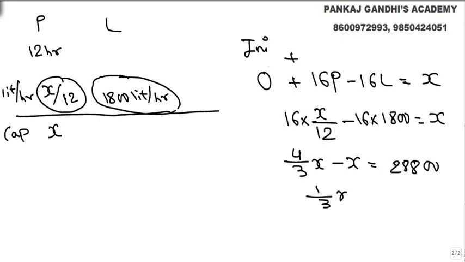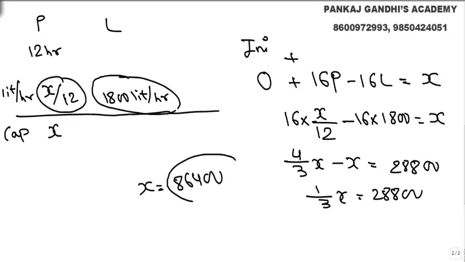4 by 3 x minus x, that is 1 by 3 x, equals 28800, so x is 86400. What we did in this method, this is easy to understand.